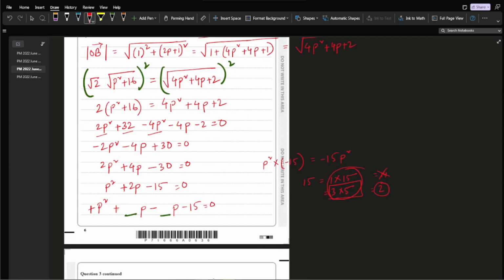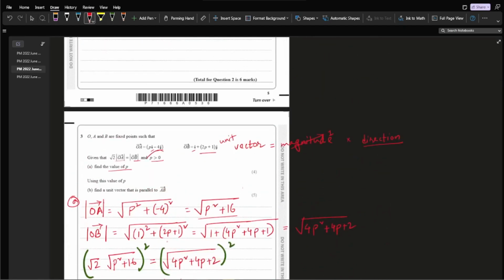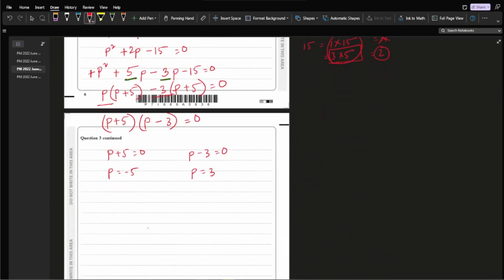For our case we will write the larger number here and the smaller number here. So we can now factorize: p plus 5, minus 3 into p plus 5 equals 0. If we take p plus 5 common, from this side we are left with p, from this side we are left with minus 3 equals 0. So p plus 5 equals 0, p minus 3 equals 0, p equals minus 5, p equals 3. The question said p is greater than 0, so that means minus 5 is not acceptable.